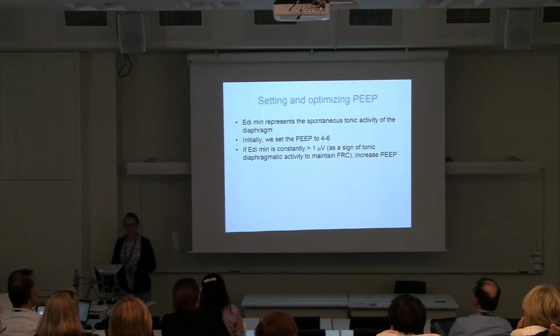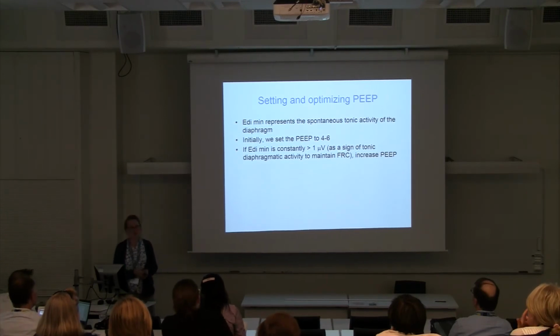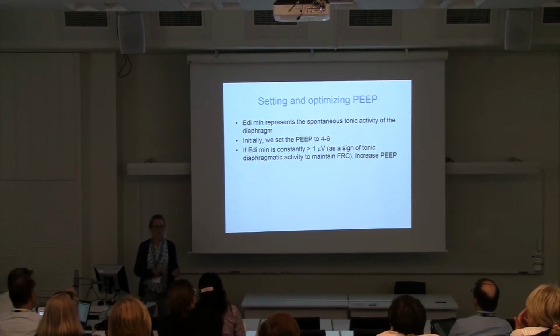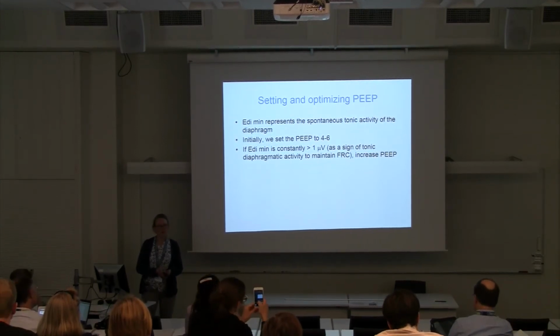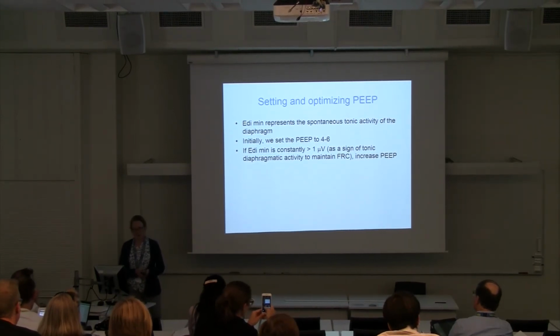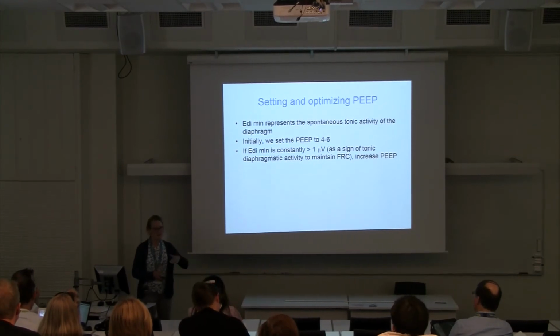And next we need to set and optimize PEEP. The EDI minimum, as I told you, represents the tonic activity of the diaphragm. Initially we set the PEEP somewhere between 4 and 6. And then if the diaphragm is constantly activated, then we increase the PEEP. It looks like the EDI curve is kind of floating in the air.